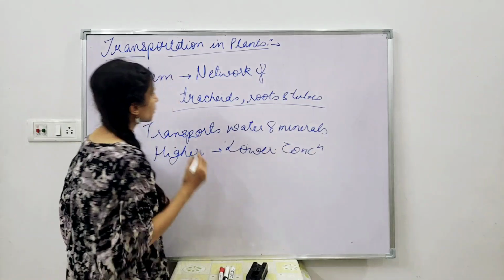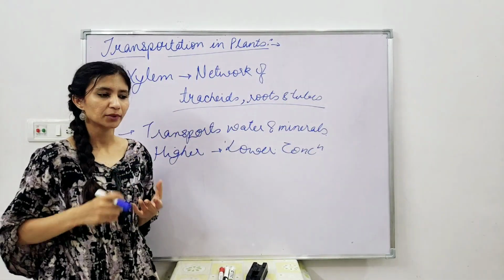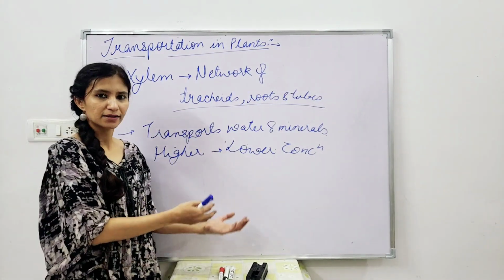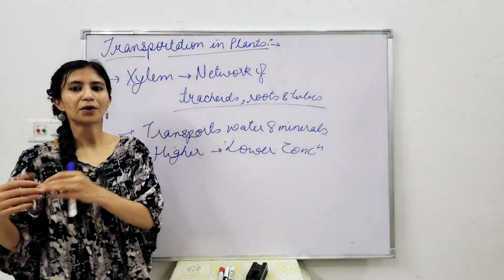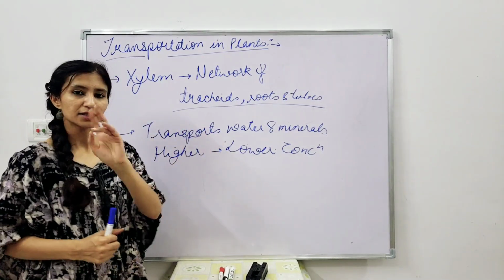Okay, so how does it work? When the xylem lacks the water, or the roots lack the water, because there is a higher concentration of water, a greater amount of water present in the soil in comparison to the roots or the xylem, the water will automatically move towards the xylem. Okay, so that is being done. That is the one process.